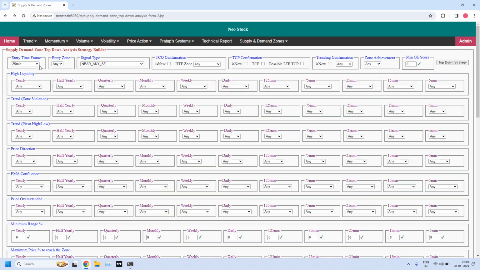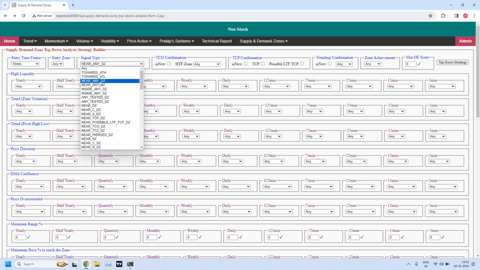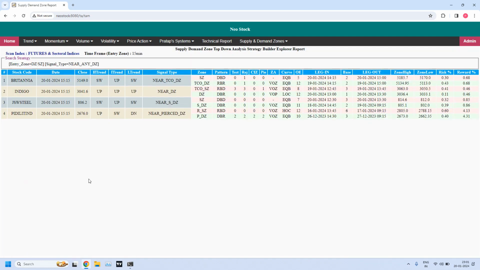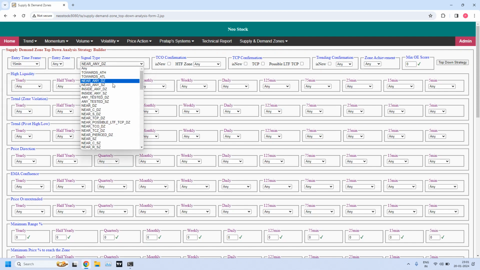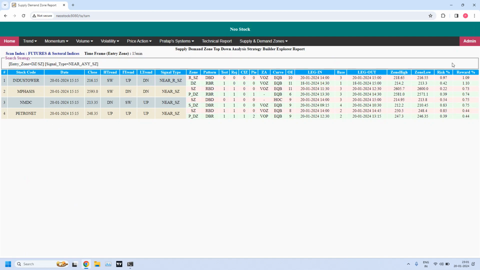Let me go back. Let us change the time frame to 15 minutes. Let us find the stocks near the 15 minutes demand zone. These 4 stocks are filtered. Let's go back. 15 minutes time frame. Let us find the stocks near the 15 minutes supply zone. These 4 stocks are filtered.